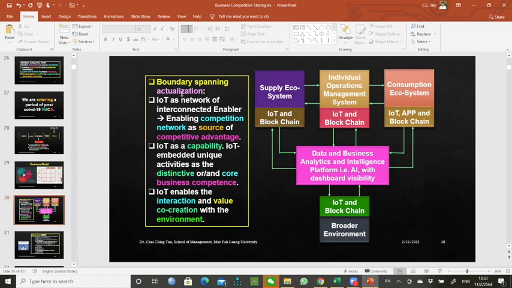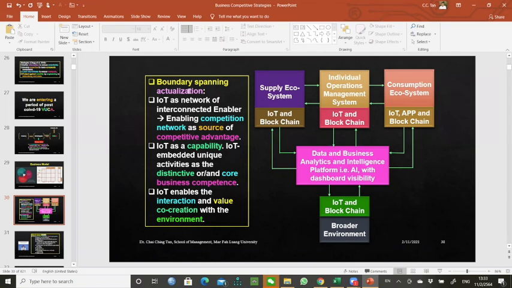So we actualize our boundary, and this suddenly becomes a very holistic, competitive strategy that allows us to span every part of the world seamlessly at minimum cost, because the internet costs very little money. Maybe only the database is where you need to spend a lot of money. So this boundary-spanning actualization will become another area of competitive strategy.